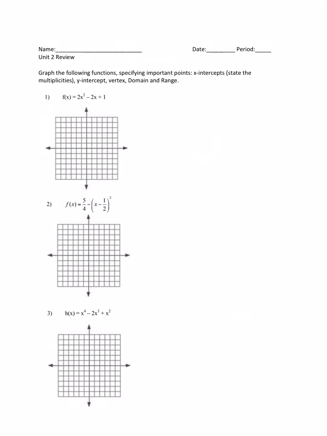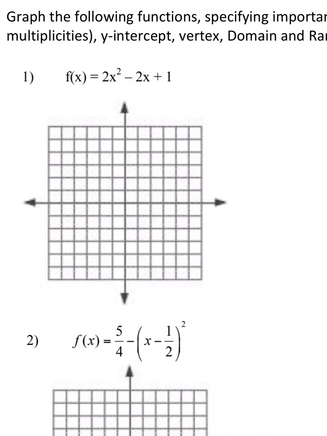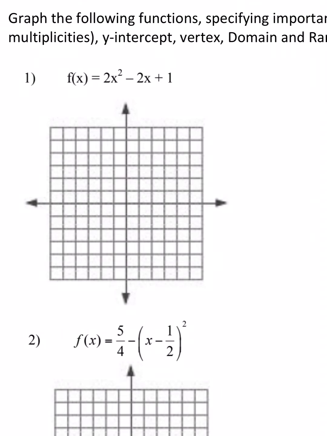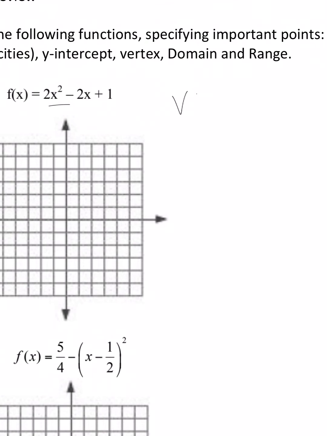Hi everyone, in this video I'm going to go through the parts of our review for our Unit 2 test. So let's just hop right in, and the first thing that we want to do is graph this first function, which we know is a quadratic because it's x squared. So key parts of this would be the vertex, if there's any x-intercepts or y-intercepts for that matter, and then finally domain and range. Now, we're just going to go right into the vertex.